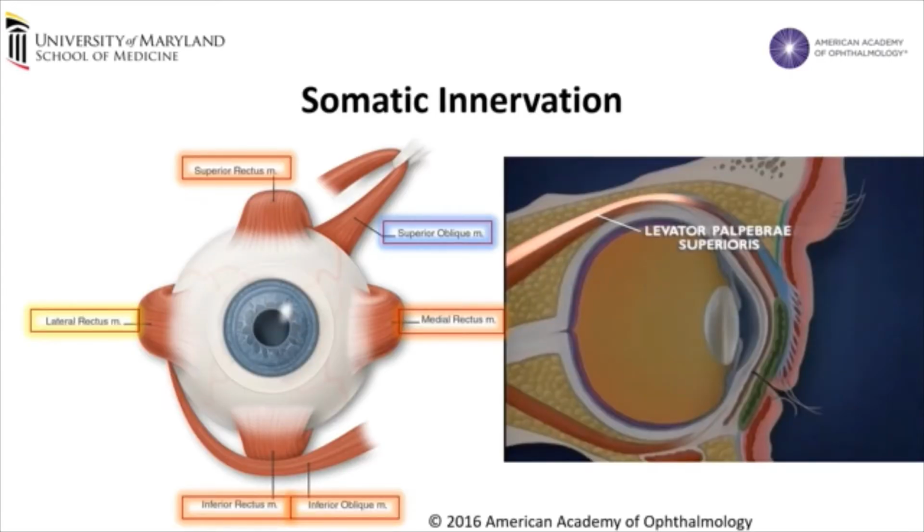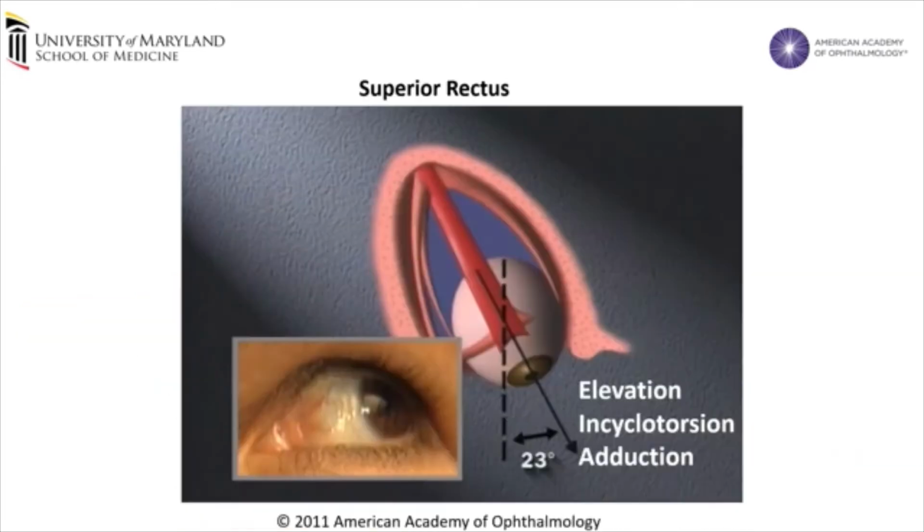Cranial nerve 3 innervates the superior rectus, medial rectus, inferior rectus, inferior oblique, and the levator palpebrae superioris muscles. The levator palpebrae superioris muscle functions to elevate the upper eyelid. In primary position, the actions of the superior rectus are elevation, incyclotorsion, and adduction. The superior rectus is best tested in abduction, where it functions primarily as an elevator.